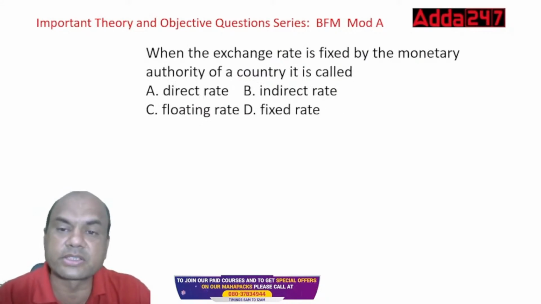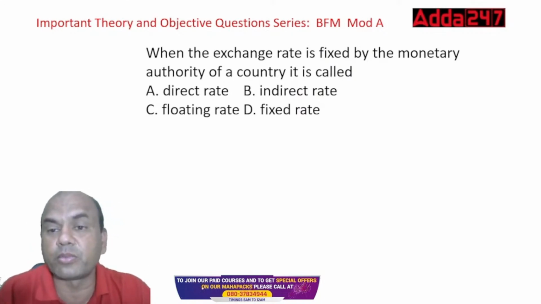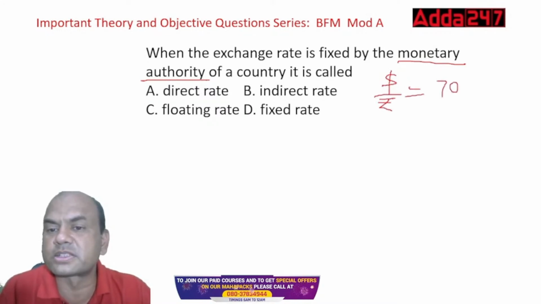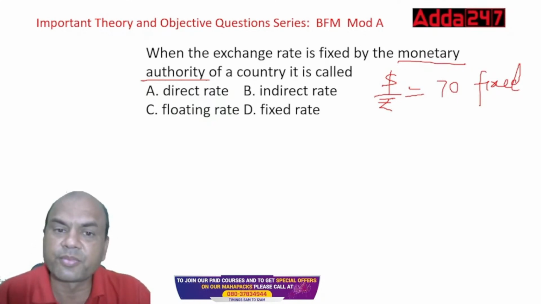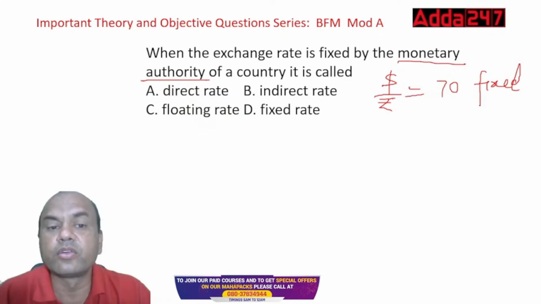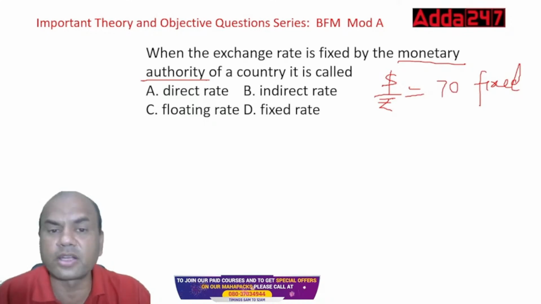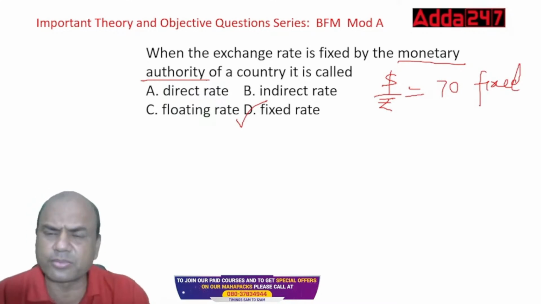When the exchange rate is fixed by the monetary authority of India, or of any country, it is called as... See here, when it is fixed by the monetary authority, means what? RBI tomorrow says that the dollar to INR rate is, let's say, 70 rupees, fixed, no changes in that. It will not fluctuate. It is fixed by the monetary authority. So in this case, what is it called as? Direct, indirect, floating or fixed? It is called as fixed, isn't it? It is fixed by the monetary authority of that country. So it is fixed, obviously.